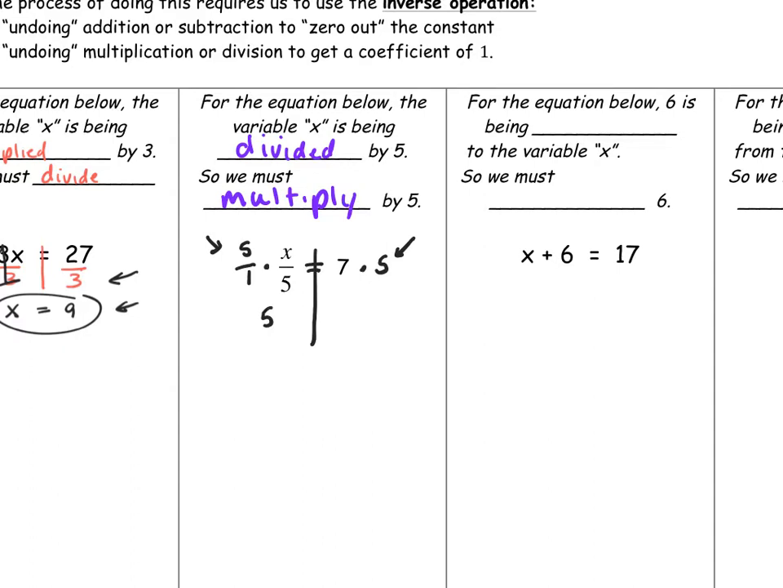So what happens on this side is I get 5x divided by 5. And on this side, I have 35. And my goal is to have this be a coefficient of 1. Now I have 1 times x is x, and the answer is still 35.